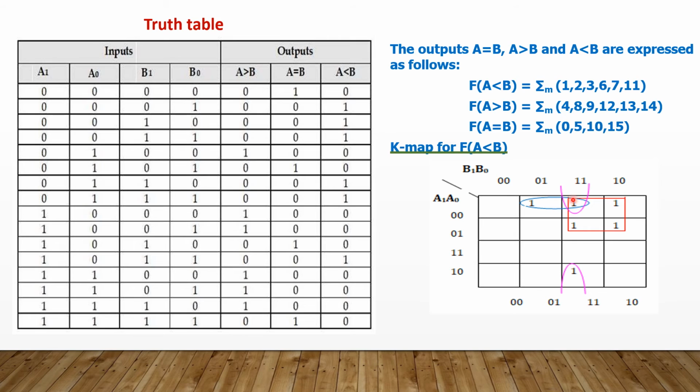And then we can do the grouping. Obviously, this is a quad, and then these 2 by wrapping around from top to bottom give a pair grouping, and again these 2 give another pair grouping. Now for all these 3 groups, we have to write the expression. That is the next step. So we write the expression for all 3 groups. Now this is the expression for A less than B alone. Similarly, we have to do it for A greater than B and A equal to B.